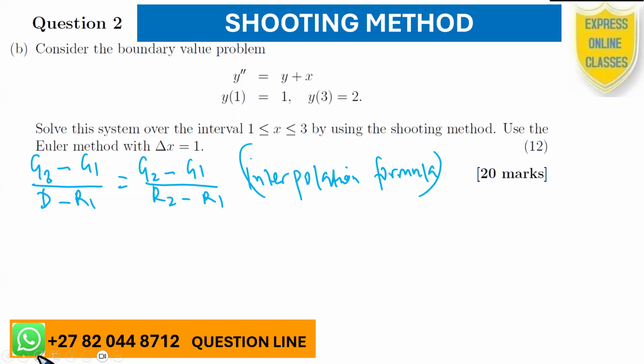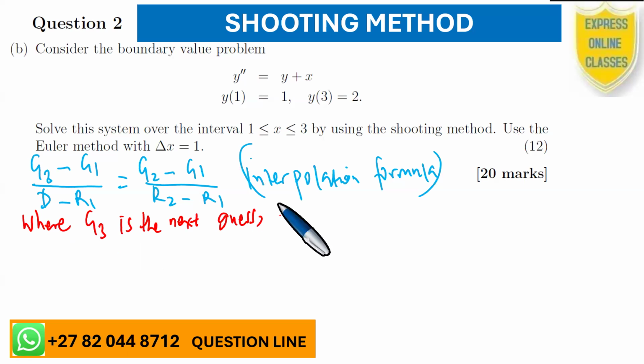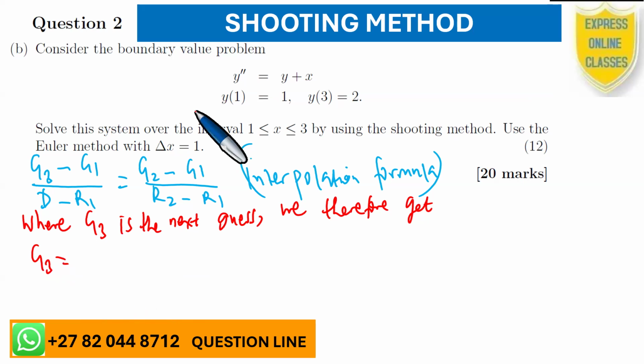This is the case where G3 is the next guess. We therefore get guess three equals guess one plus, guess two minus guess one, over R2 minus R1.